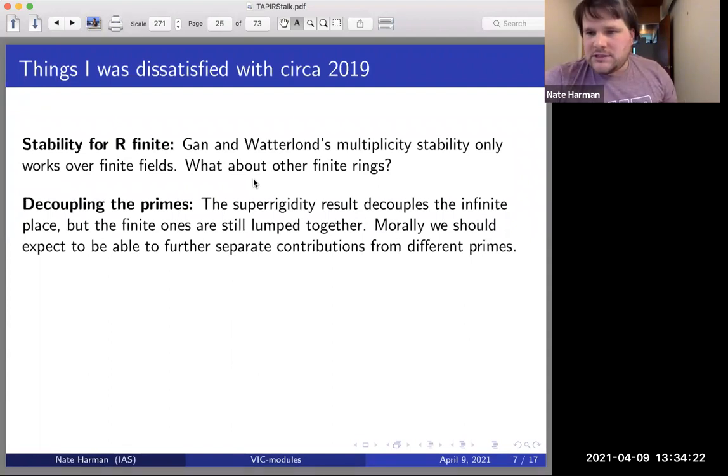I want what I call decoupling the primes, or decoupling the prime contributions. This superrigidity statement, I'm working over Z, lets me separate out the infinite place, the representations that are coming from GL_n(R), GL_n(C), this algebraic part. But then I have all the finite parts clumped together. And morally, we should expect to be able to decouple the different primes. We should expect a sort of adelic factorization of a VIC module.